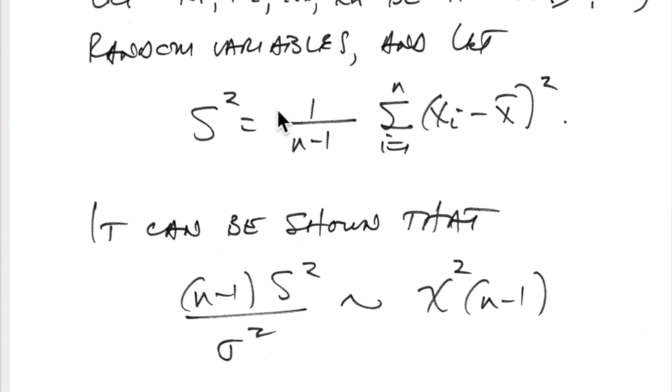that if we take the sample variance and clear the fraction by multiplying by n minus 1, and then divide by the population variance, the variance of the population we're sampling from, that random variable, n minus 1 times s squared over sigma squared, has a chi-square distribution with n minus 1 degrees of freedom. And so we can use this as the basis of constructing hypothesis tests and also constructing confidence intervals for the variance sigma squared of the population that we're sampling from.